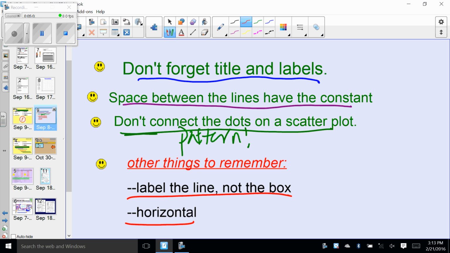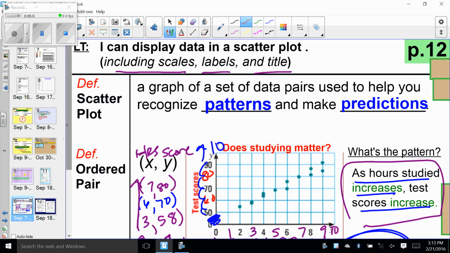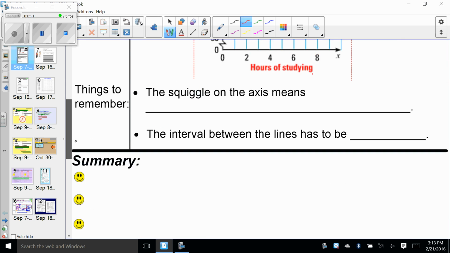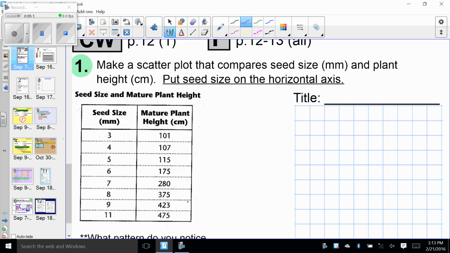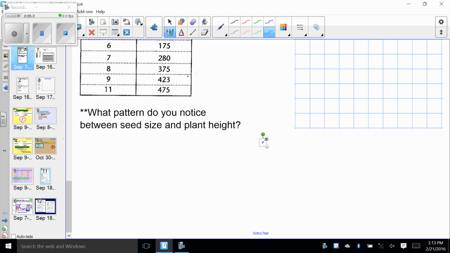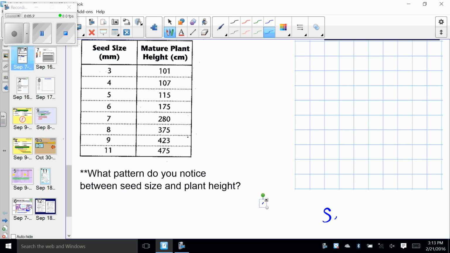So when you finish this, if I'm going too fast, you can pause the video. I want you to move back to page 12 so we can graph this out. All right, so on page 12 on the bottom, let's make this scatter plot that compares the seed size and the plant height. So you plant the seed in the ground, how tall will it get? Let's put seed size on the horizontal axis, it says. So we're going to put seed size down here.